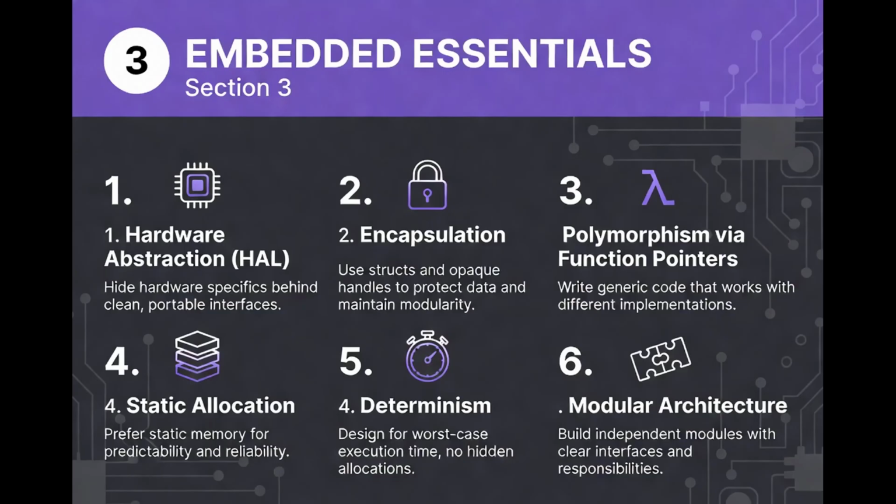The third essential component in embedded systems is polymorphism via function pointers. Function pointers allow runtime flexibility. The same API can support multiple devices, multiple protocols, multiple hardware generations. This enables firmware reuse across platforms.